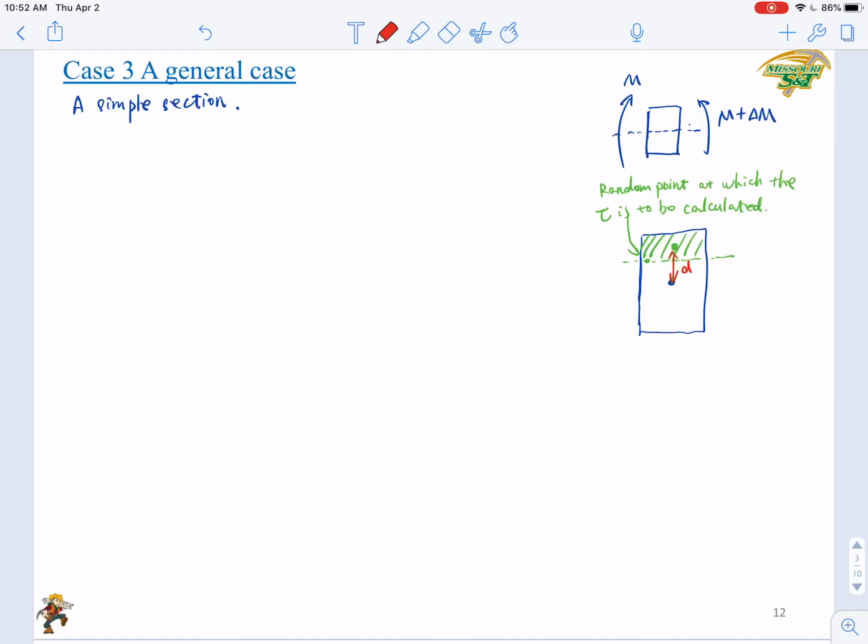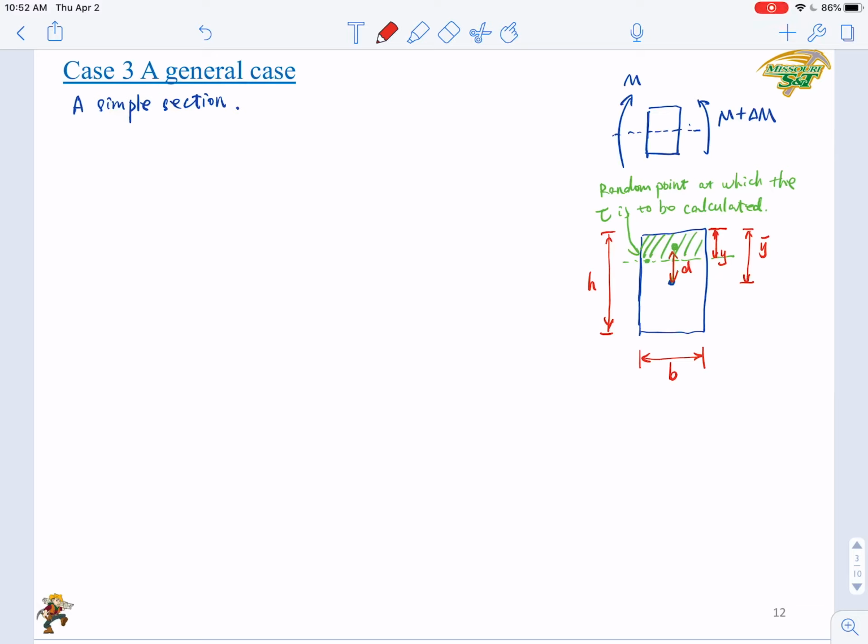D, right? Then we'll have the dimensions of the cross section. Here is B, and the depth is H, and we count everything from the top surface. And let's see this location of the random point where the tau is to be calculated. The location is Y. And from here to the centroid, this is the Y bar. Those are the dimensions of the cross section.